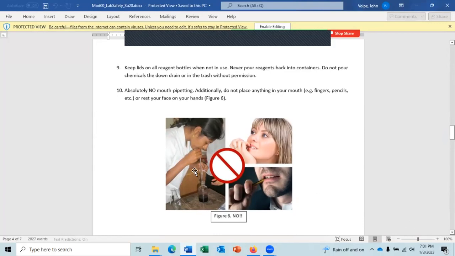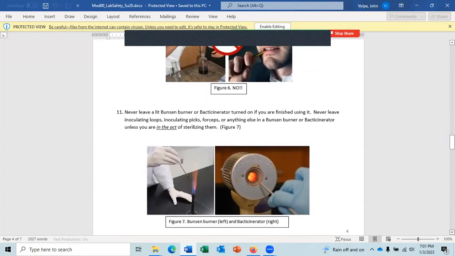No mouth pipetting, always use a pipetter. No chewing, like your fingernails or a pencil. No chewing gum or anything like that in the lab either.